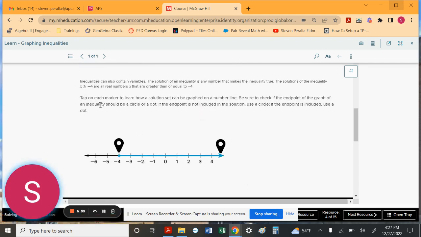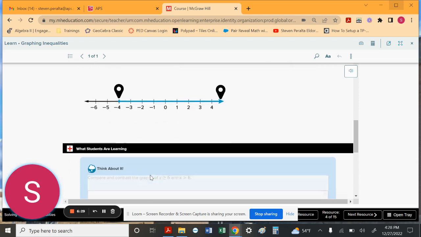Okay, so tap on a marker to learn how a solution set can be graphed. If we graph on a marker, the dot shows at -4, and that -4 is included on the graph. Now, how do I know that? I know that because it's a solid dot. And of course, any number up here, because it's kind of filled in, you can see the bluish color there, has to be greater than or equal to -4. x has to be greater than or equal to -4 in that case.